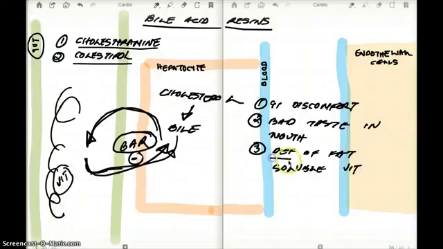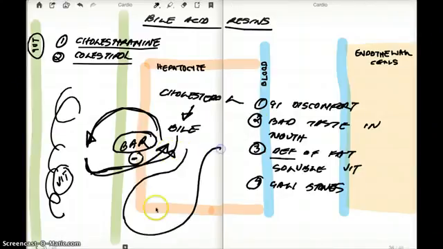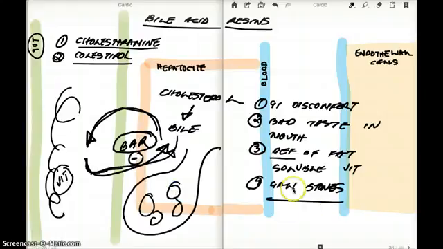So we can see deficiency of fat soluble vitamins, and we can also see gallstones, because all this cholesterol or all this bile is kind of trapped in the hepatocyte, which is going to get stored in the gallbladder, right, forming stones. So we can also see gallstones with our bile acid resins.